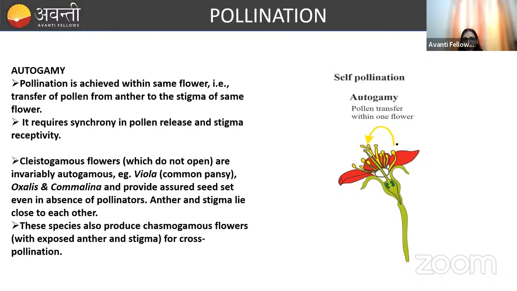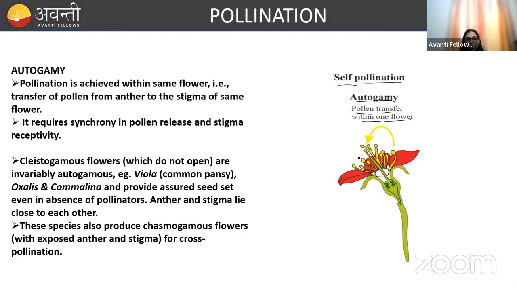In the case of autogamy, the pollen from the anther is transferred to the stigma of the same flower. So that means the pollen transfer is within one flower. This is known as autogamy, and autogamy is also referred to as self-pollination.